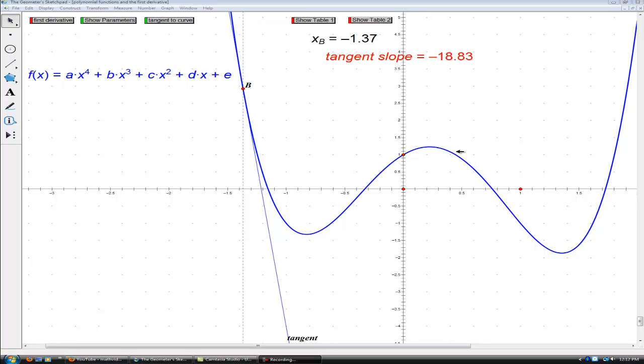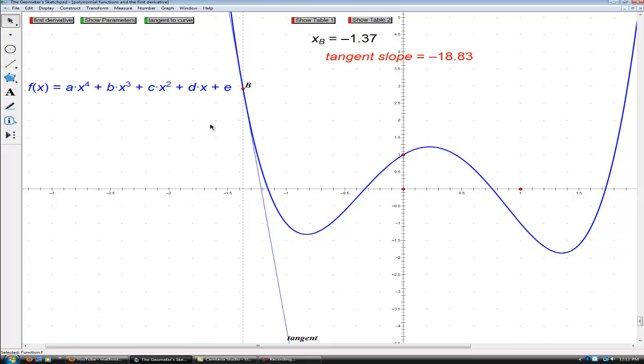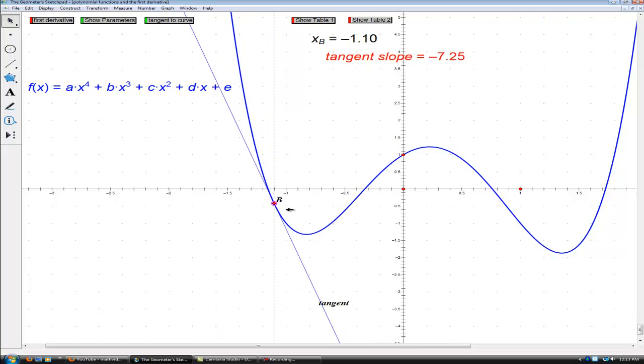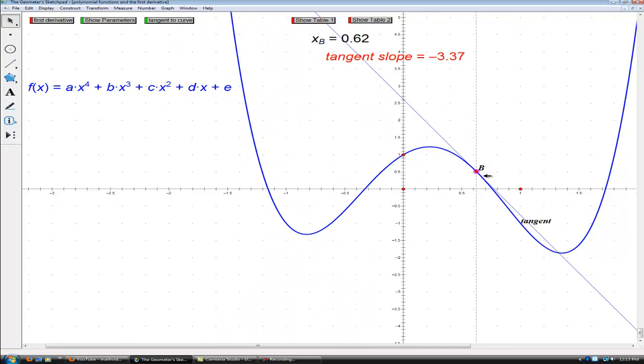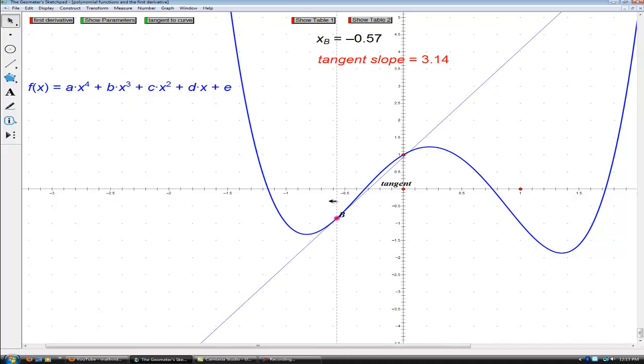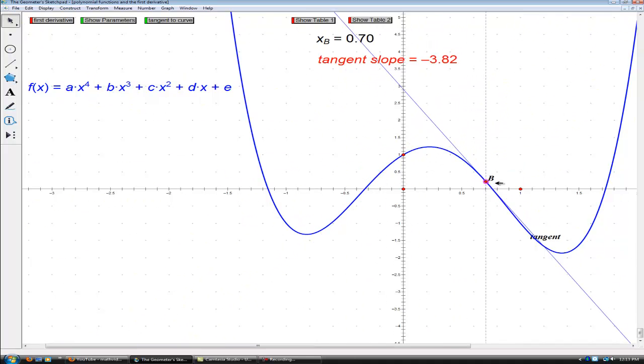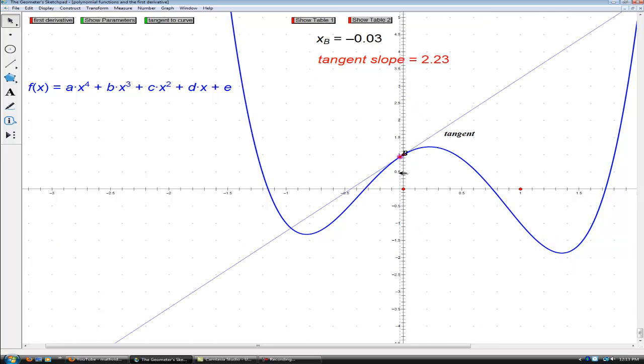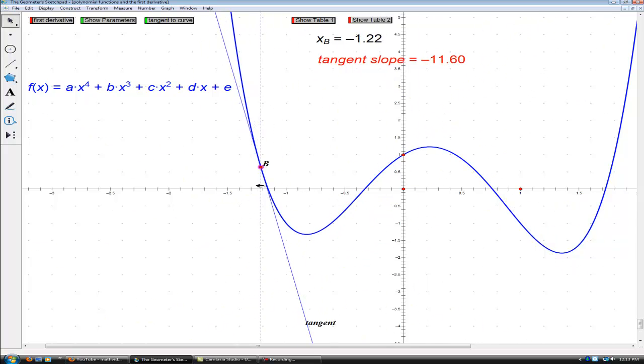Hi, this is a pre-calc video, and the topic is about a polynomial function. We're specifically interested in looking at this particular line. What I have constructed here is the tangent to the curve, and I've labeled the point of tangency B. Up here I have the x value of that point B, and I have measured the slope of the tangent. And we can see that the slope is changing as I drag the point of tangency along the curve, kind of like a roller coaster.